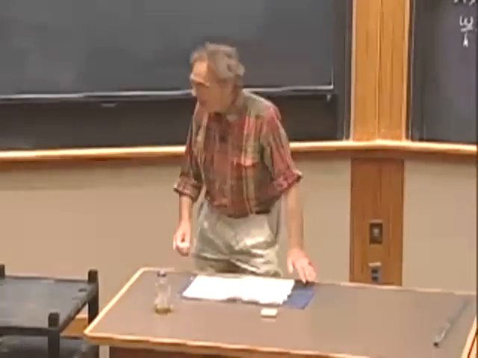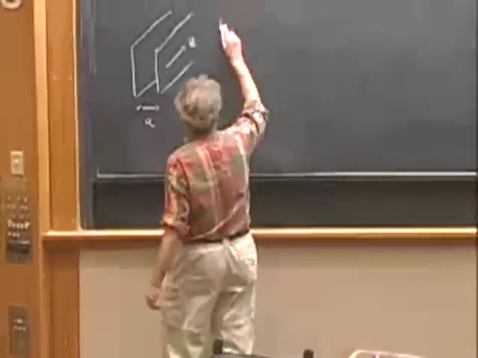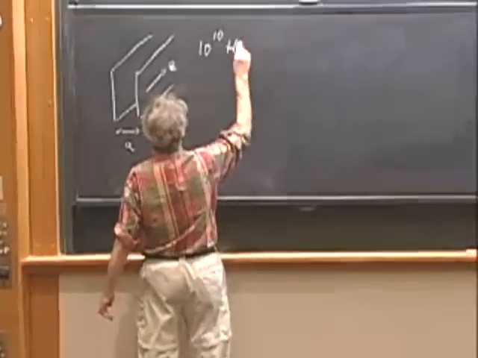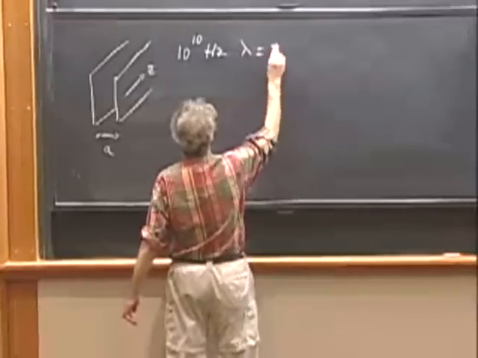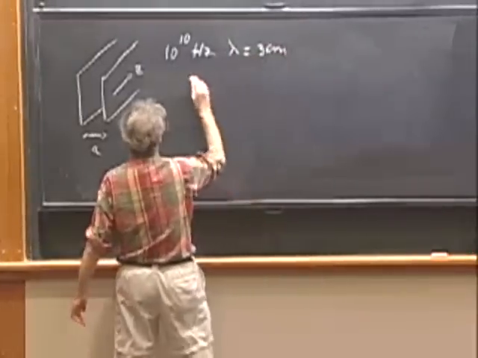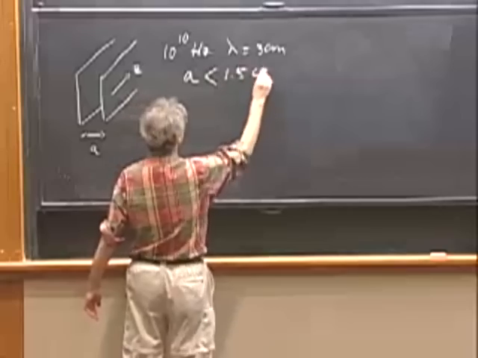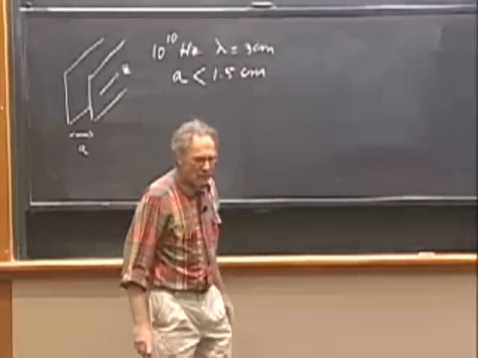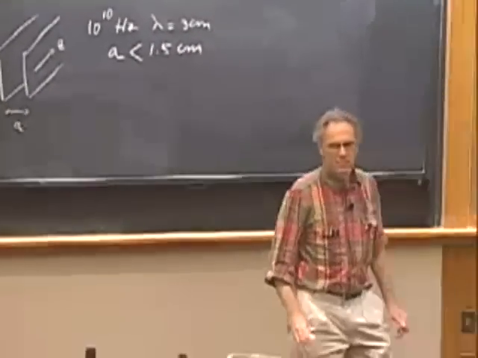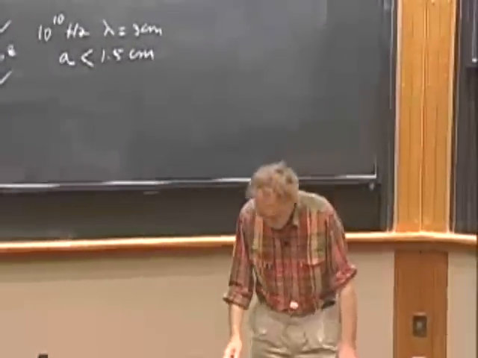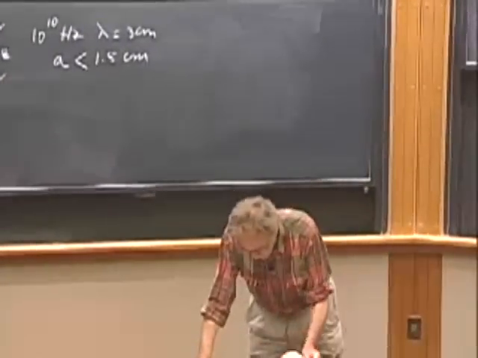The wavelength, lambda, is 3 centimeters. So this is 10 to the 10 hertz. So lambda is 3 centimeters. When A is less than 1.5 centimeters, radar cannot go through anymore. If it's larger than 1.5 centimeters, it can, and I will demonstrate that.